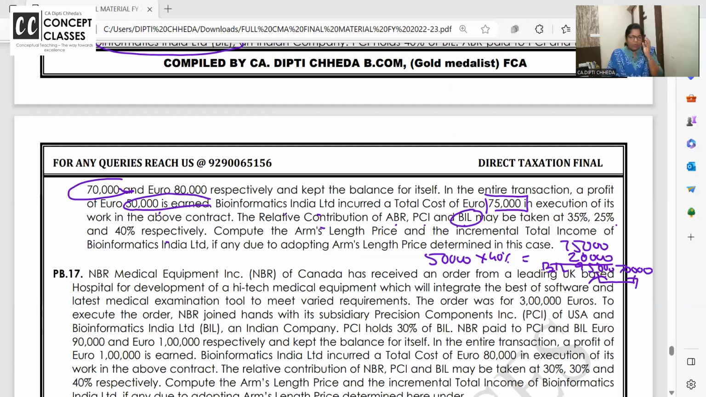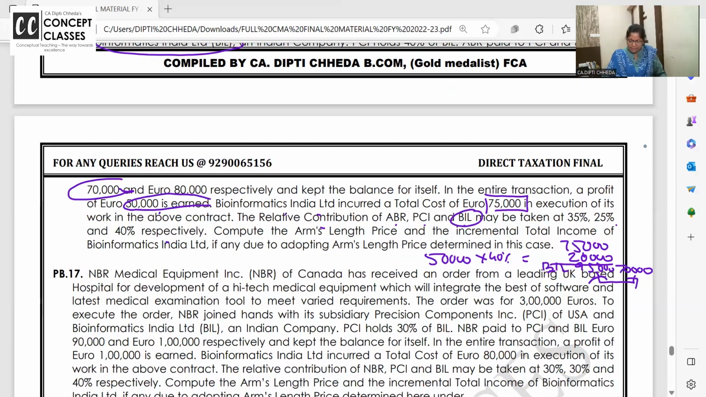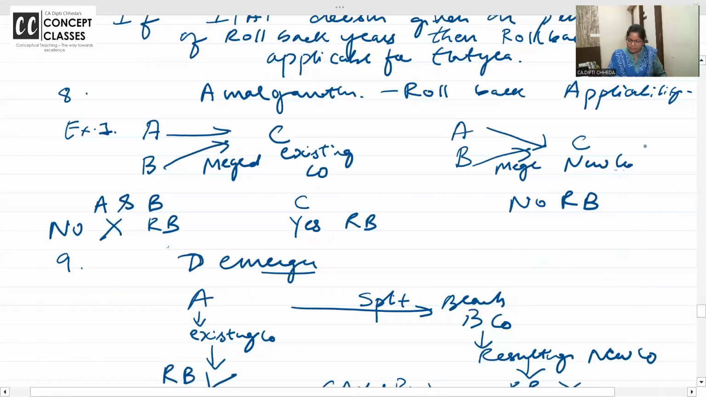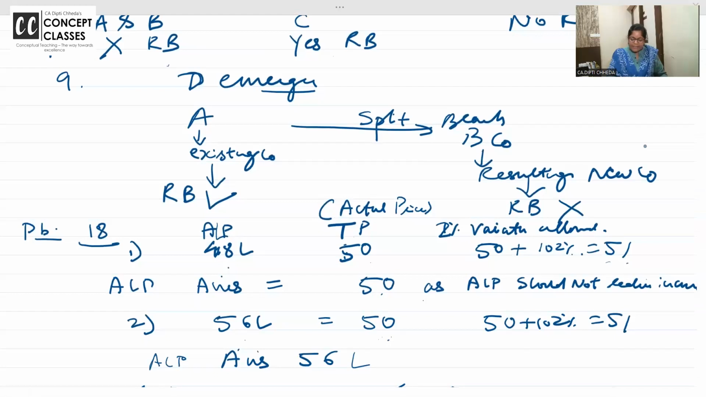Demerger. Let us see. You all know what is demerger? Splitting of the companies. So in the splitting of the company, who all can go for the rollback? Let us see. A Limited is an existing company. It is splitting one of the branches, B, into a resulting new company. So A Limited is an existing company. Even after demerger of a part of the branch, A Limited can go for the rollback. B cannot go because it's a new company. Clear? Right.